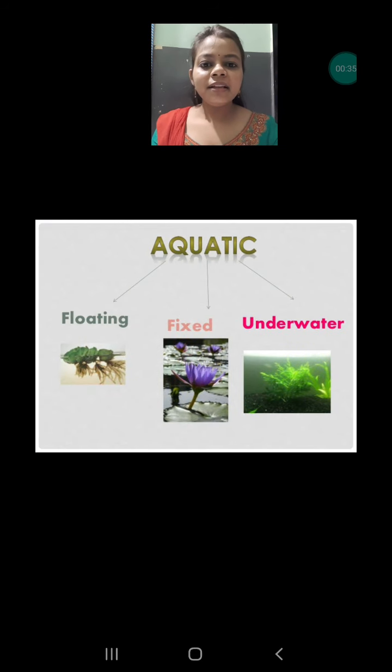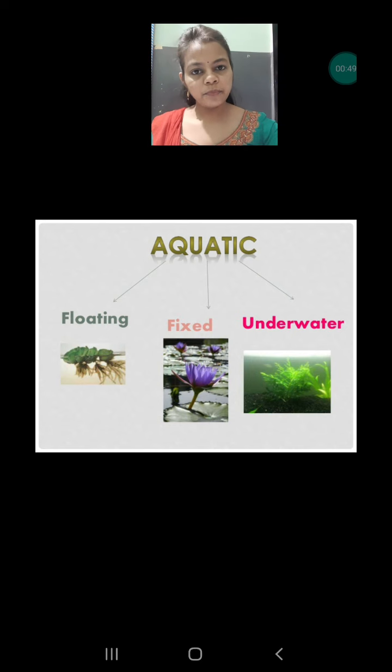We can divide these aquatic plants into three categories. First is floating plant, second is fixed plant, third is underwater plant. What is the difference between these three? Floating plants float on the surface of the water. They are not attached in any way to the bottom of the water bodies. They only float on the upper surface of the water.